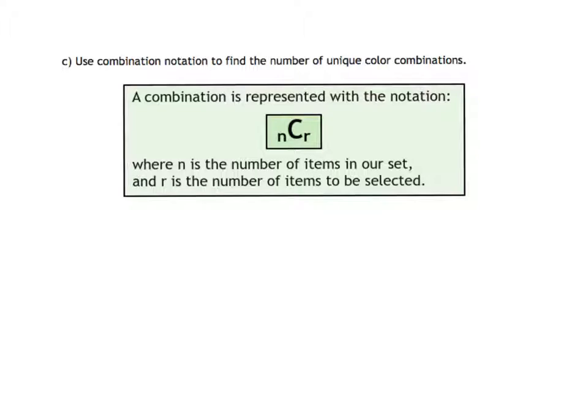So n is the number of items in the set, and r is the number of items to be selected. If we're looking at this marble question, there were 4 marbles on the table, and we're going to choose 2 of them. 4 choose 2. And if you do that on your calculator, you find at the same place you find the permutations, it's just below it, and that works out to 6.